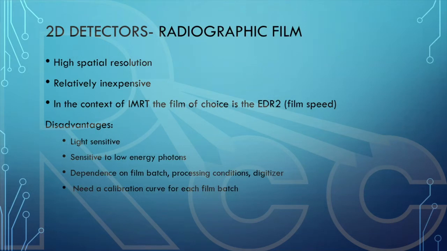So currently, we don't use radiographic film, we use radiochromic film. The disadvantage of the radiographic film is that you need to have film processing, and they are light sensitive, so you have to keep them in the darkroom. They are very sensitive to low energy photons. They have a dependence on the film batch, on the processing conditions, and on how you do your digitalization. And they need a calibration curve for each batch.